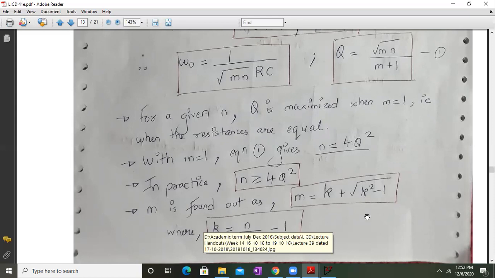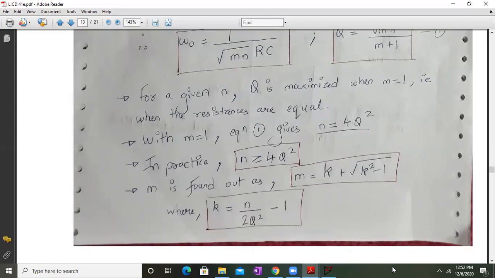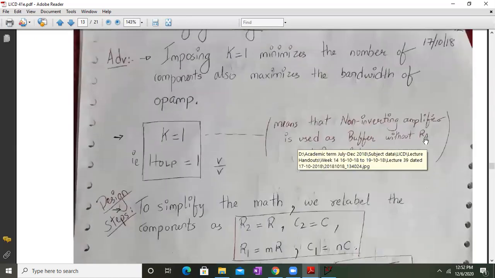So M can be found out by this relation. M is equal to k plus square root of k square minus 1, where k is given by n upon 2q square minus 1. So these are some tedious design steps, but we have to follow them for a proper unity gain design. So again, I repeat the steps.